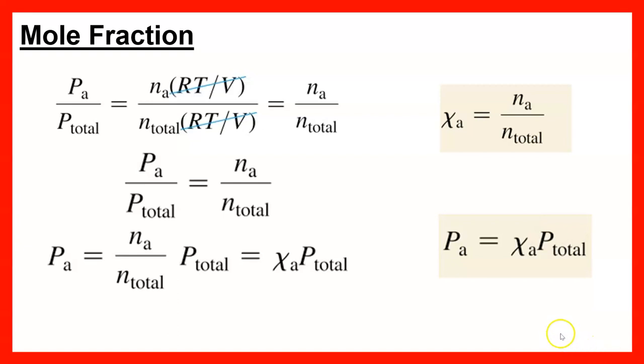So if I have a pressure of 10 and half the gas is from A, then 5 atmospheres of my pressure is coming from A. If I have a total pressure of 10 atmospheres and my mole fraction is 1/5, then 2 atmospheres of pressure are coming from that substance.